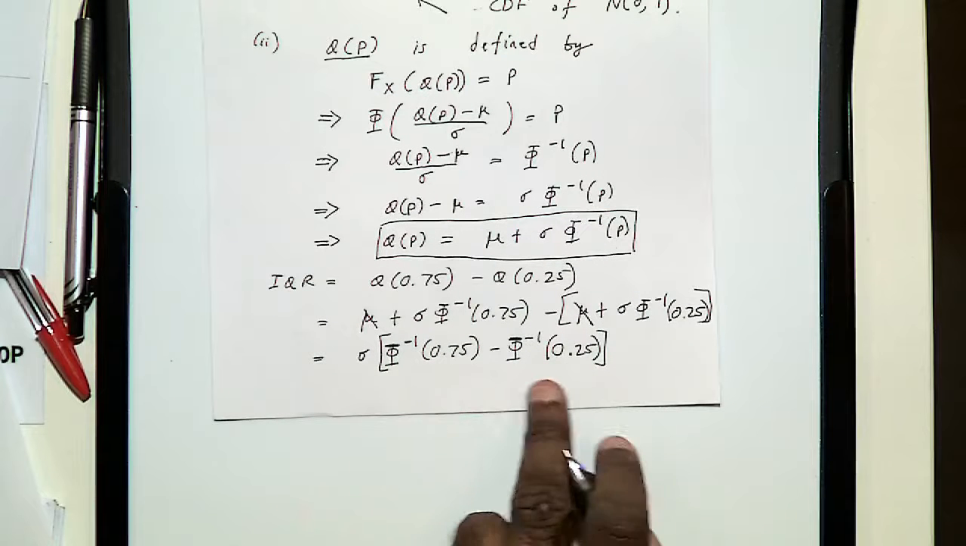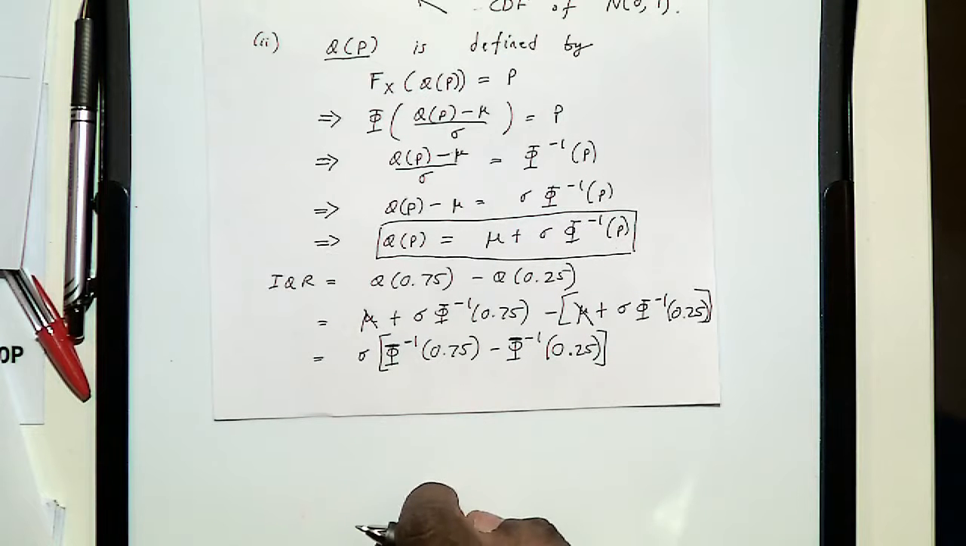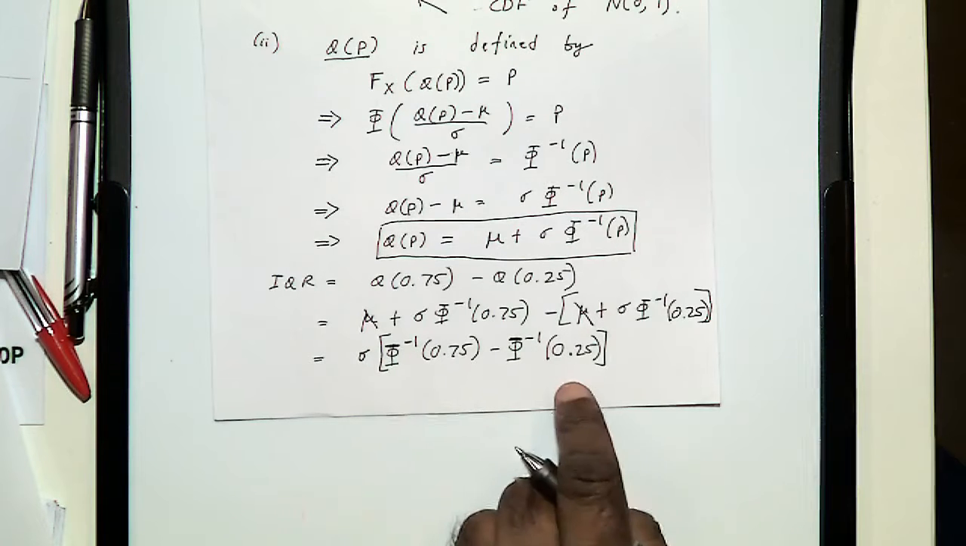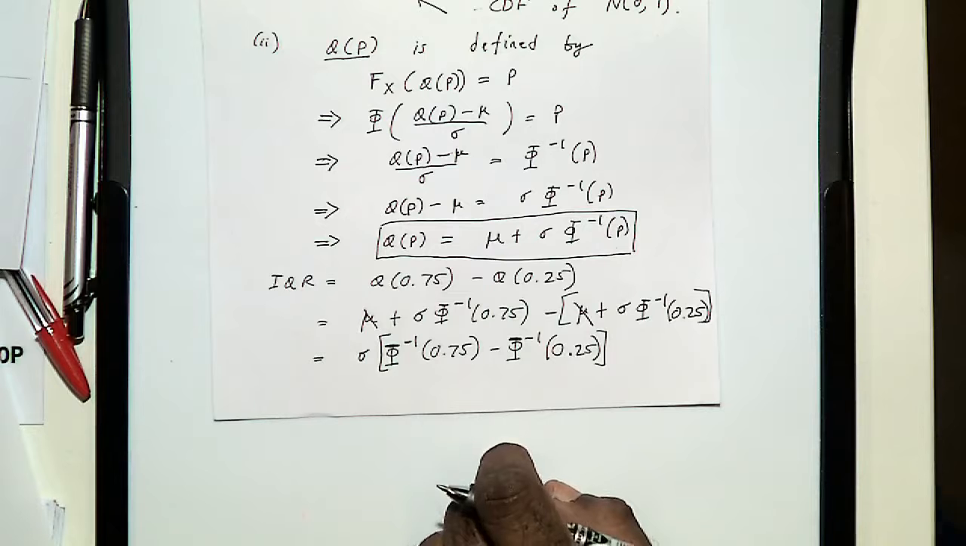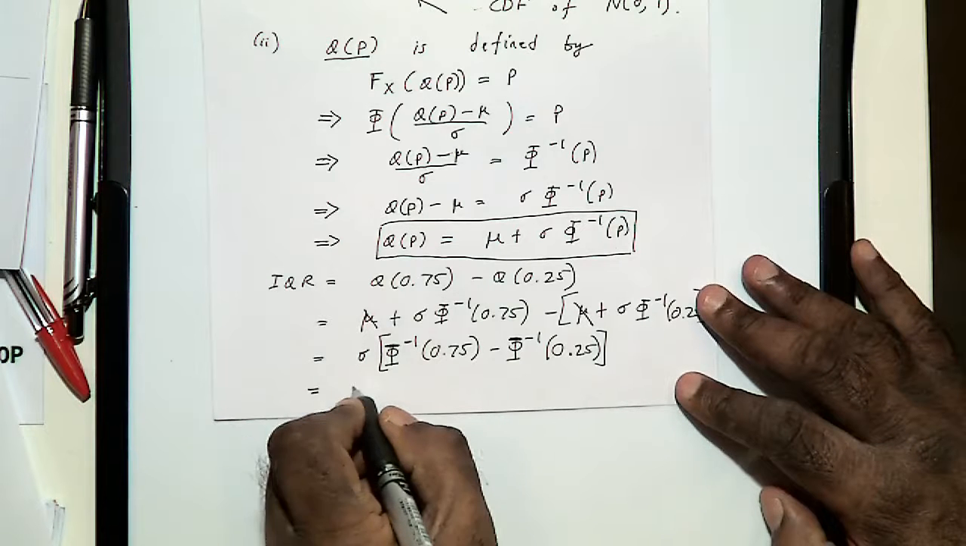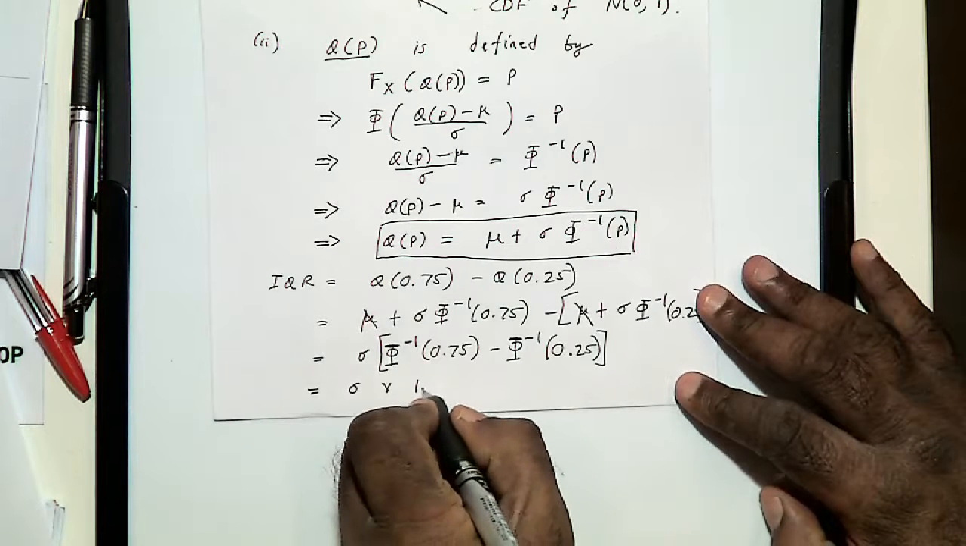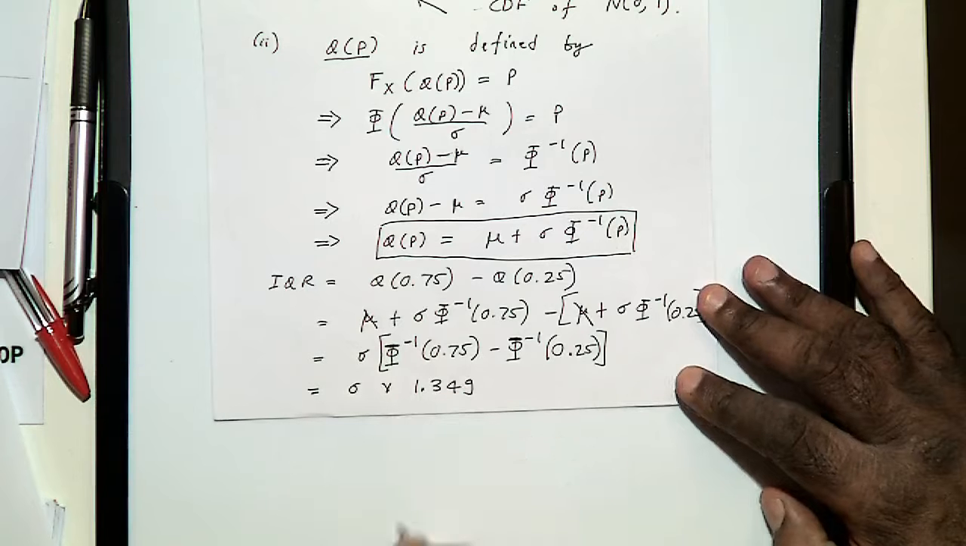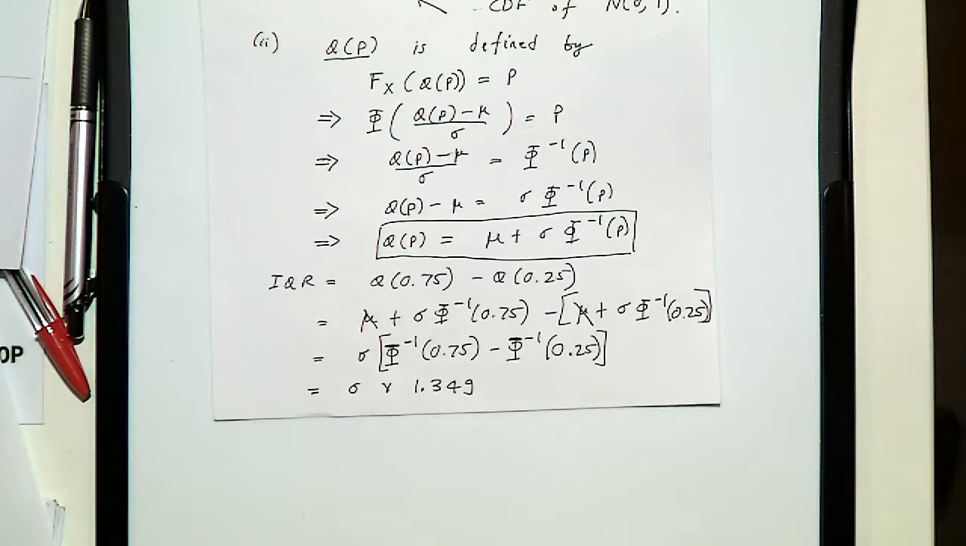Now you can read these two numbers from the normal table, which I showed you briefly. If you look at the videos, you will see how to read these values from the normal table. If you do read them, you will get this to be approximately 1.349. So the IQR for the normal distribution is 1.349 times sigma, where sigma is the population standard deviation.